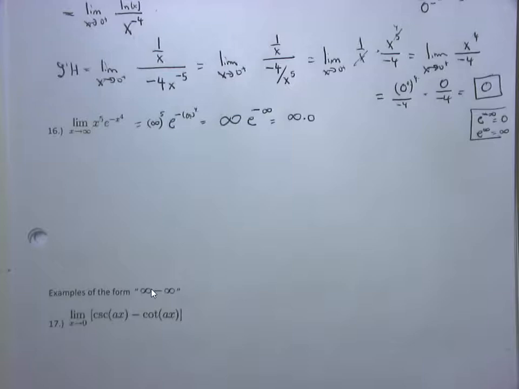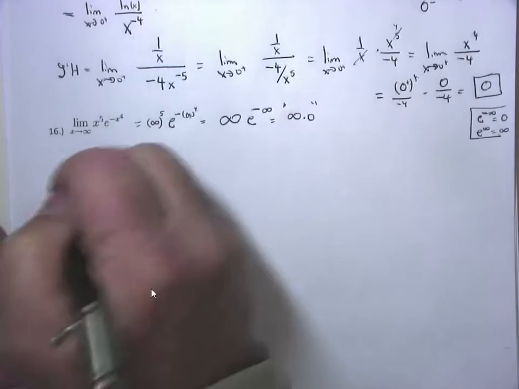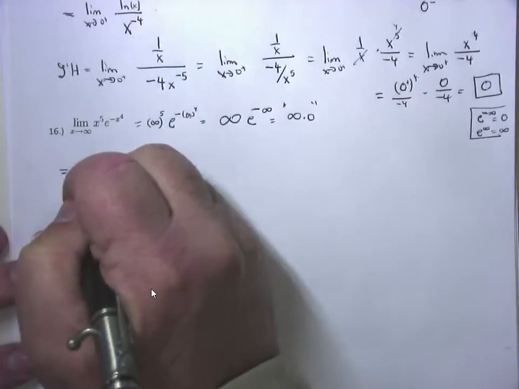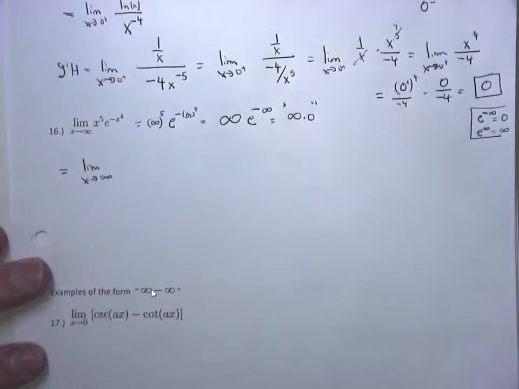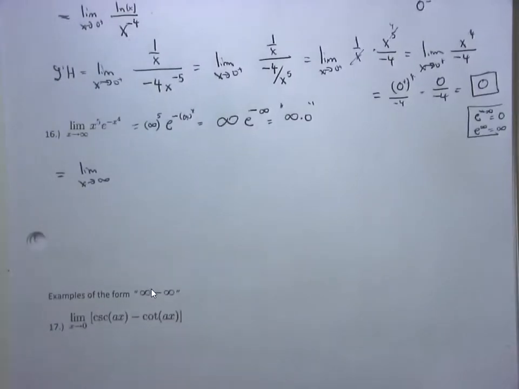Does that make sense? So, what's the trick? When you have infinity times 0, you've got to turn it into a fraction so you can do L'Hopital's rule. I've got a question for you. You've got x to the fifth times e to the negative x to the fourth. The trick, anytime you've got 0 times infinity, is to put one of these terms in the denominator. And you want to put the easiest term in the denominator. Which one is that? Is it x to the fifth, or is it e to the negative x to the fourth?